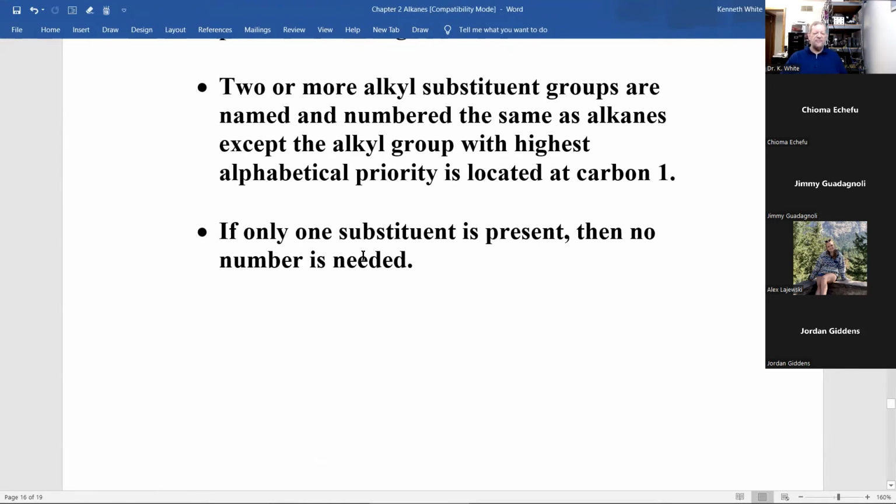Now, let's skip down to this one. I should have changed the order. If only one substituent is present, then no number is needed. This is important. If only one substituent is on a ring, no number is needed.